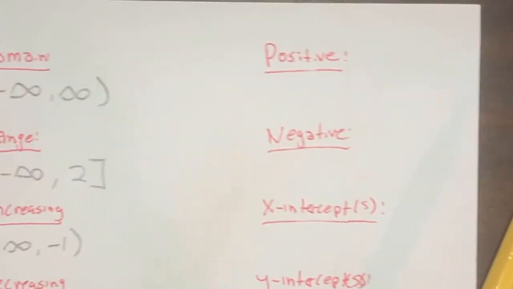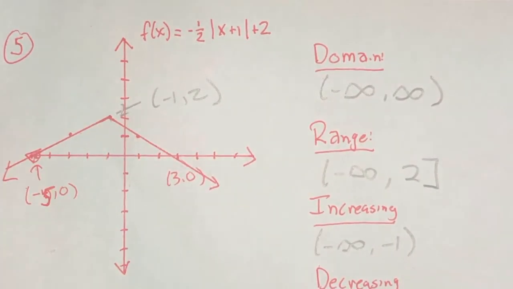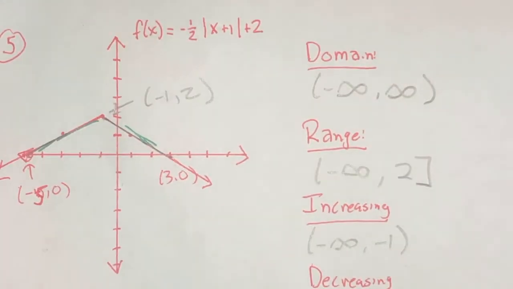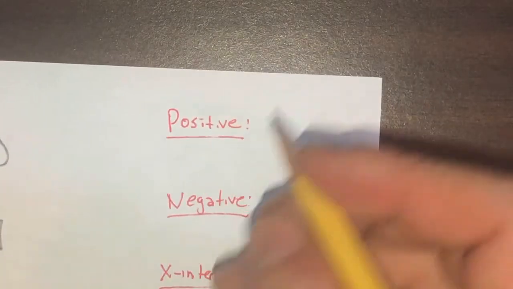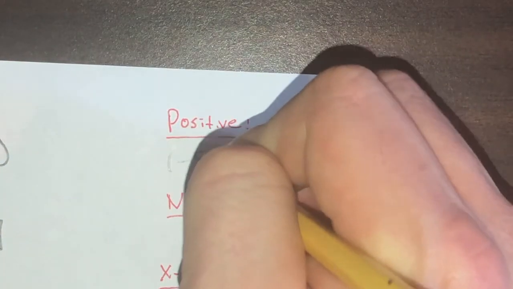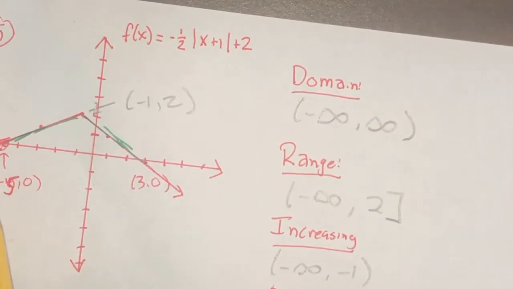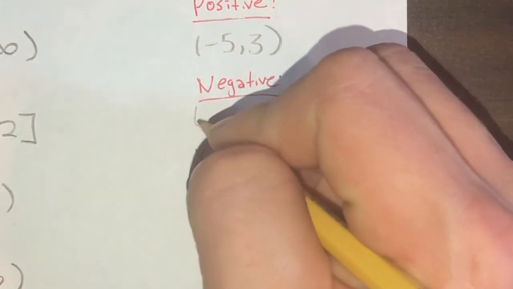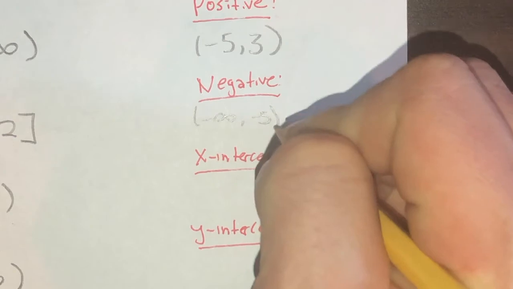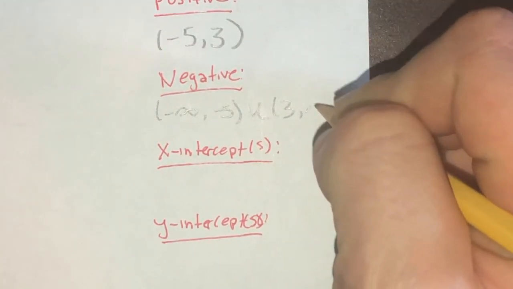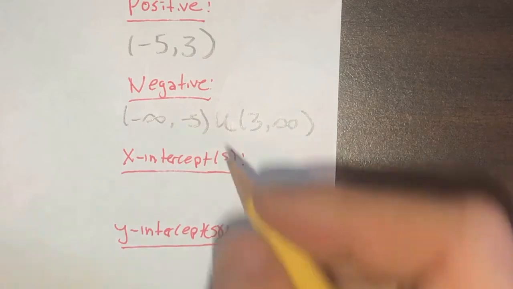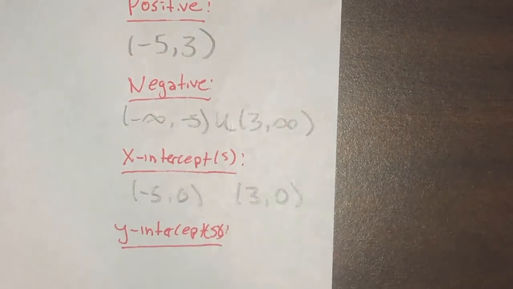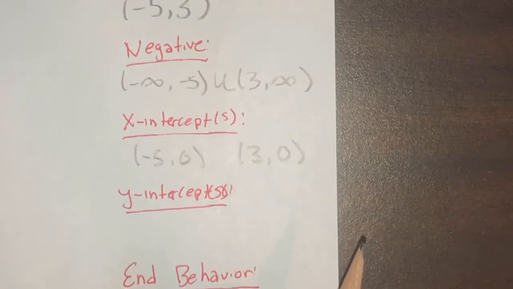All right, so where is it positive? It's positive, and I really recommend you do the colors. It's positive from negative 5 to positive 3. Okay, it's negative from negative infinity to negative 5 and 3 to infinity. Okay, my x-intercepts: (-5, 0) and (3, 0). Notice how that factors into my positive and negative.